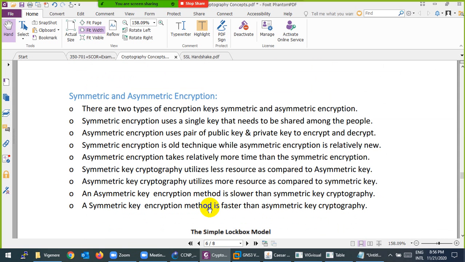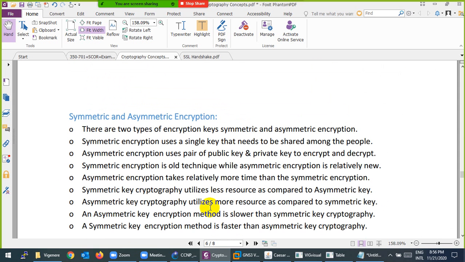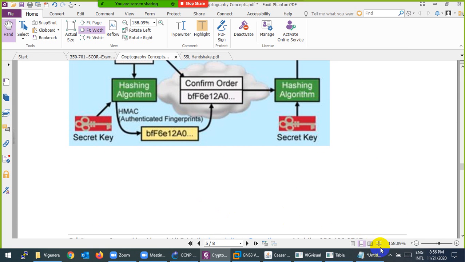Now with the encryption, let me do it separately. Let me save this one.